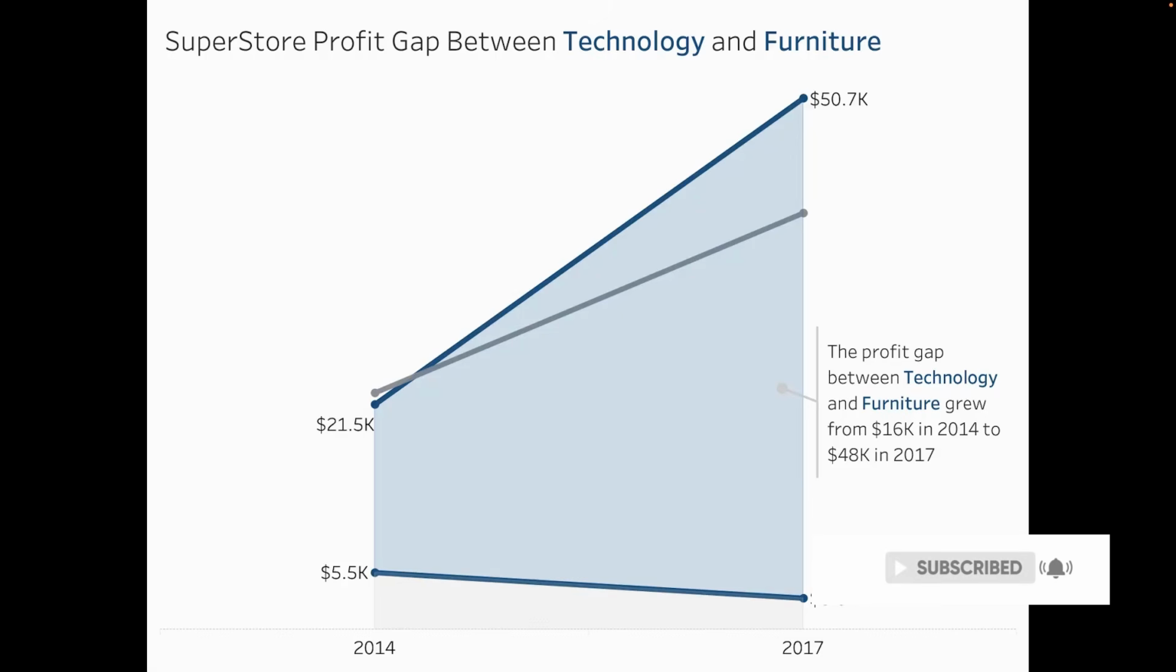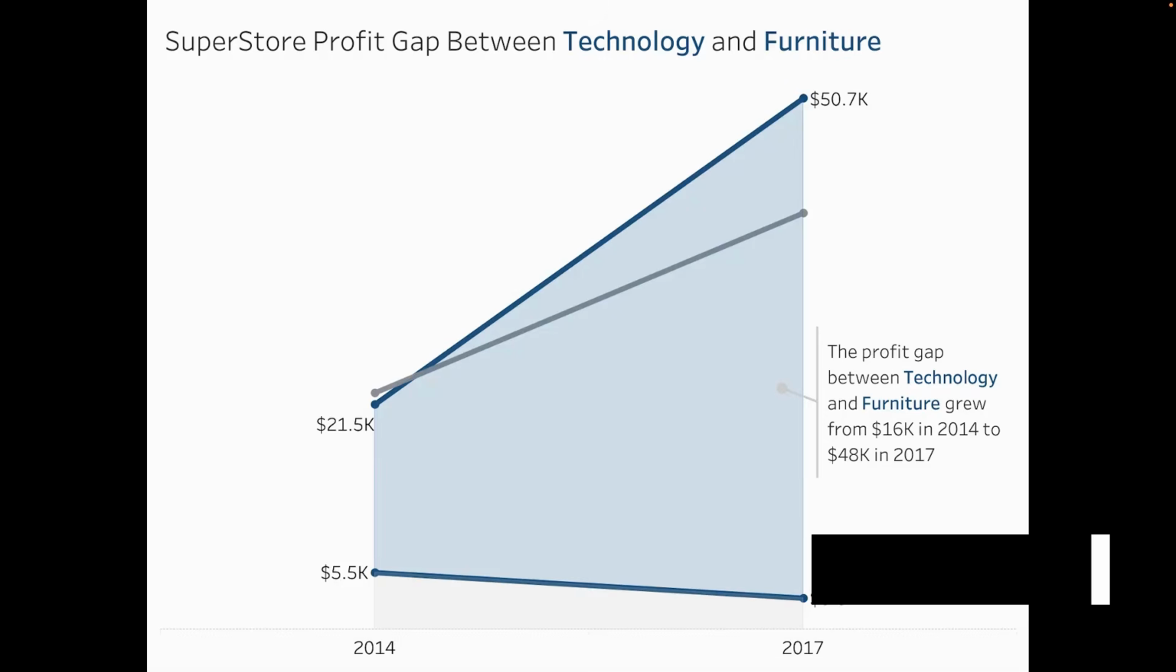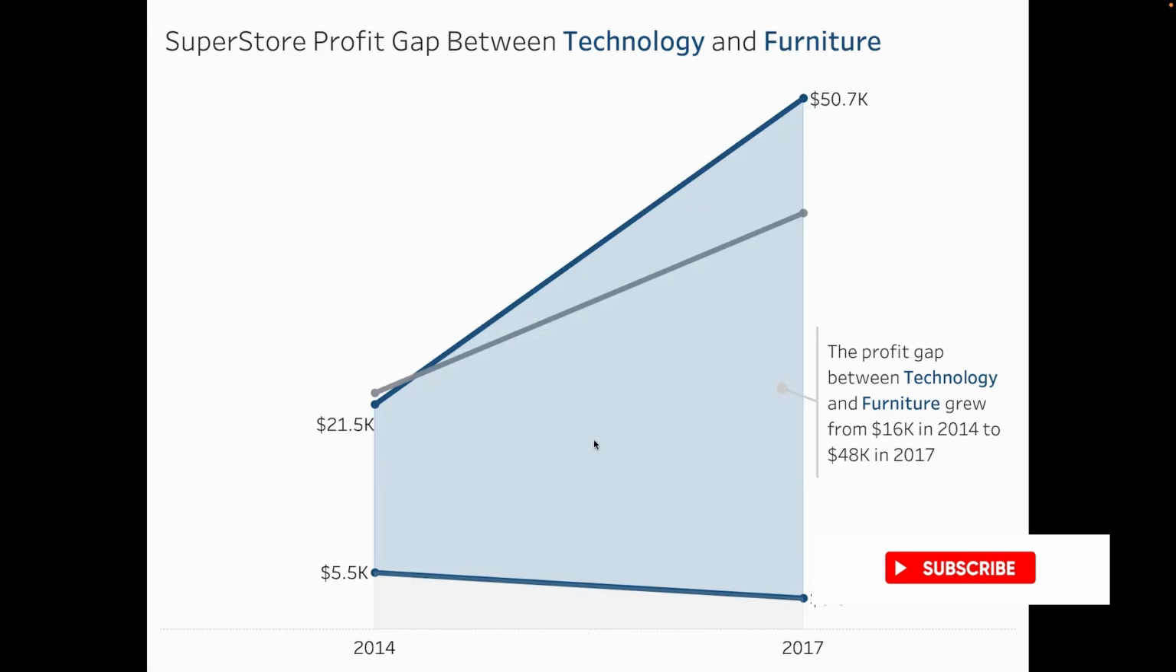We'll develop a slope chart to understand the profit gap in the technology and furniture category of the Superstore data. You can find the link in the description for the Superstore data, so you can download it, import it into Tableau, and follow along in what we'll be doing today. So let's go ahead and import the data into Tableau.